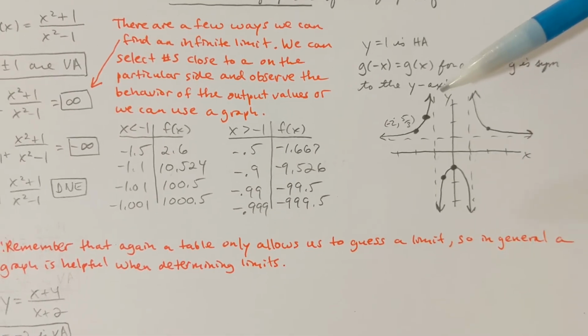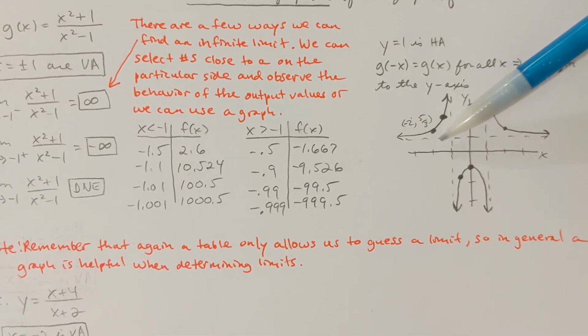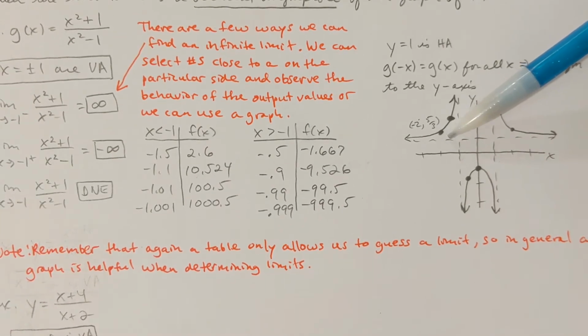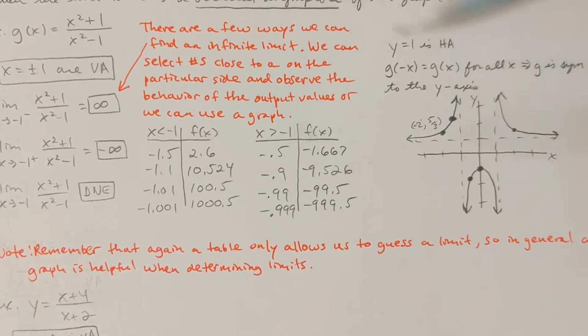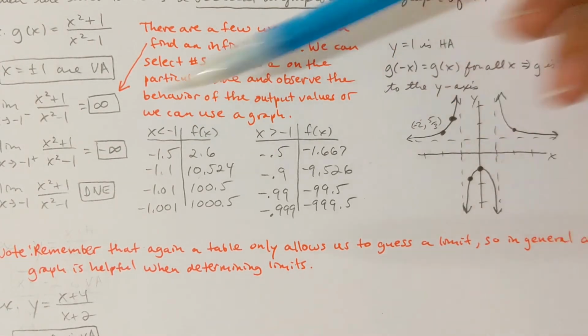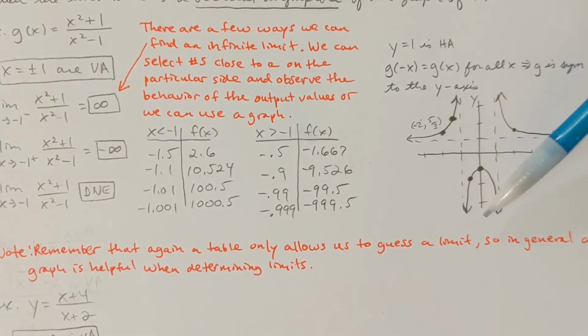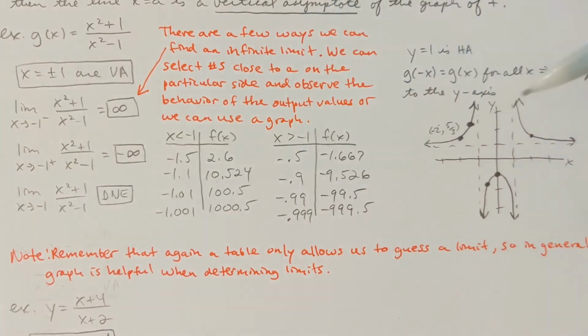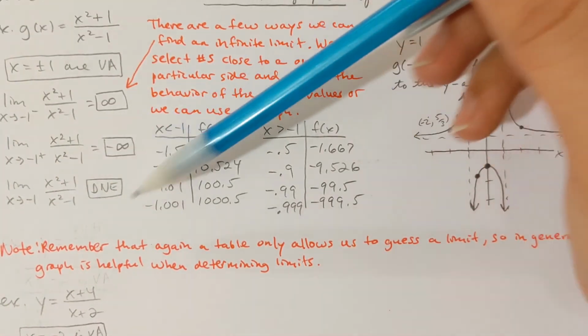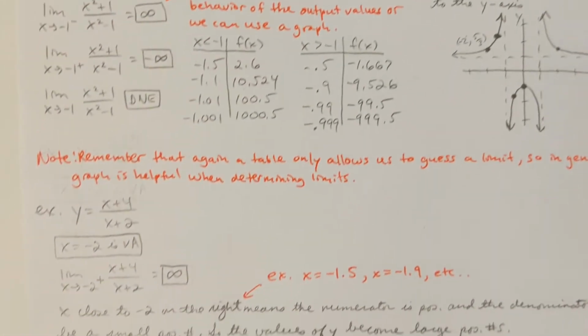And you can see that if I'm on the left side of negative 1, the output values are going to be getting very large in the positive direction. Okay, if I'm on the right side of negative 1, the output values are going to be getting very large in the negative direction. Okay, you're shooting off in different directions there on either side of negative 1, so the value of that limit does not exist.